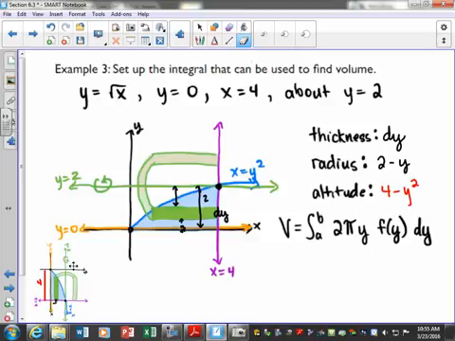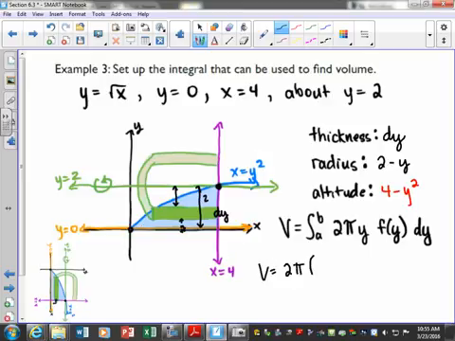And now I want you to go ahead and plug that in. We would have volume is equal to, let's pull our 2 pi out. What about our intervals? Remember, we're working with our y values. 0 to 2. Good. What was our y? Y represents our radius. It's just going to be 2 minus y. Our f of y is our altitude, so it's going to be 4 minus y squared dy. Okay, that one was a little bit challenging because there were changes on both of these.